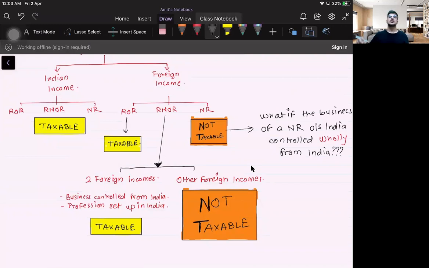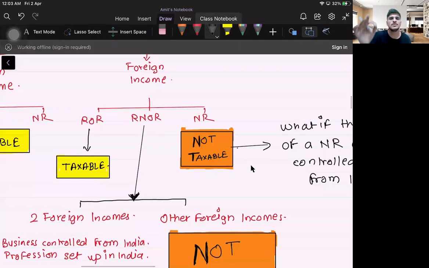But for a non-resident, if it is foreign income, is there any connection with India? No. It is foreign income, and the person is a non-resident, so it is not taxable for a non-resident in India. Basically, if a non-resident earns foreign income, not a single rupee of tax will be paid in India. Even though that business is set up outside India, income is accrued outside India, income is received outside India, and even though that business is controlled from India, if you are a non-resident, you are not required to pay any tax in India.